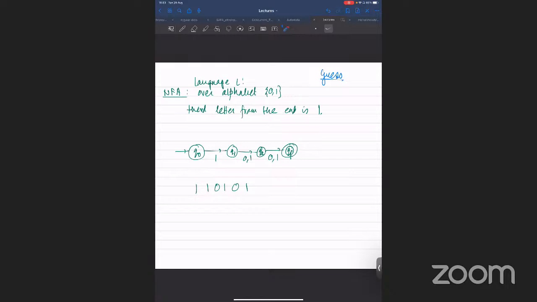Right? So Tefila, can you tell me what I should add? What are the other transitions I can add? What transition can I add here?